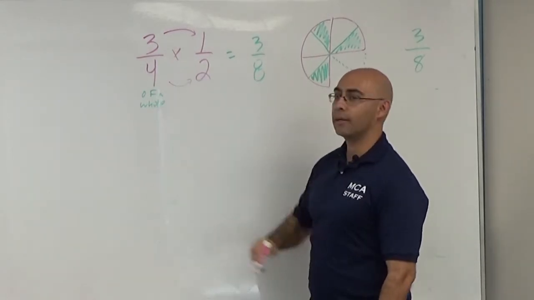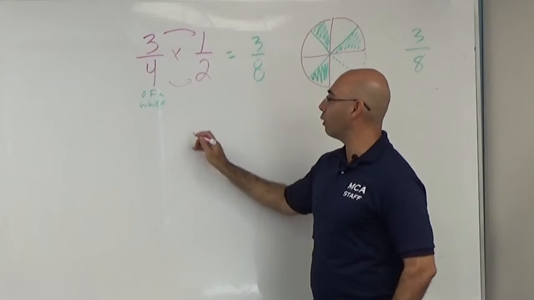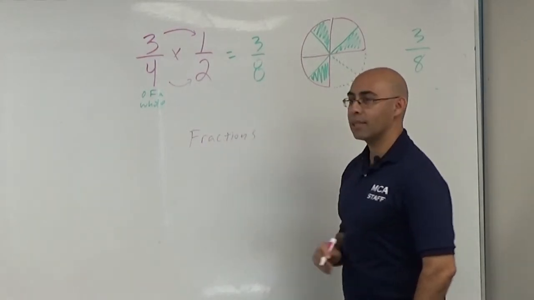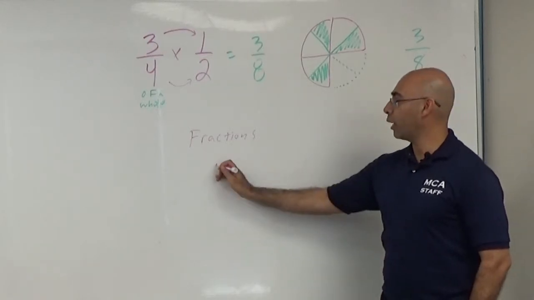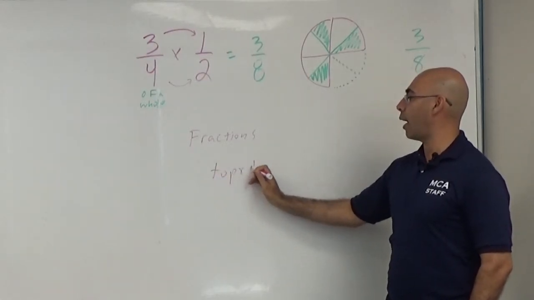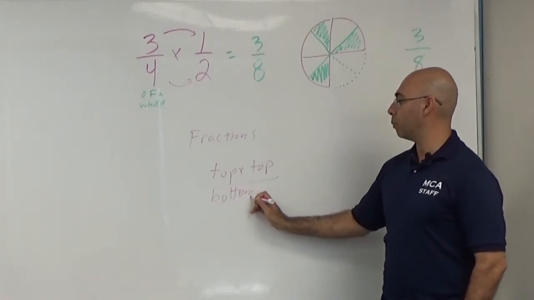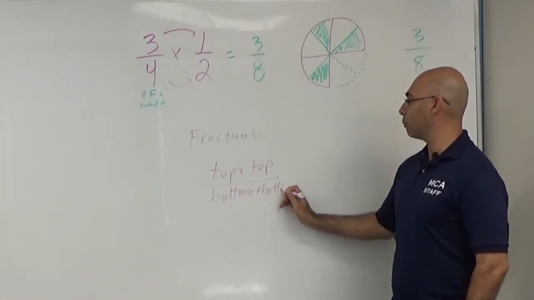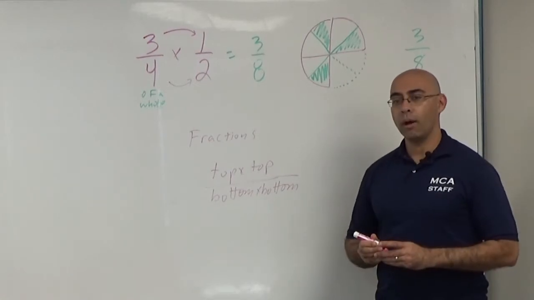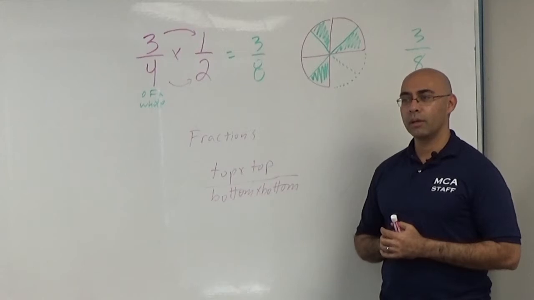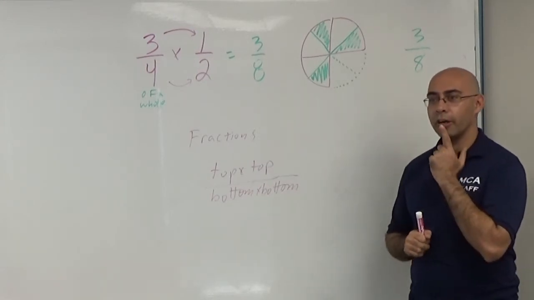Well, look at that. So here's a nice thing. When you're dealing with fractions, do you need to get common denominators? Nope. All you got to do is top times top and bottom times bottom. Wow. Top times top, bottom times bottom.